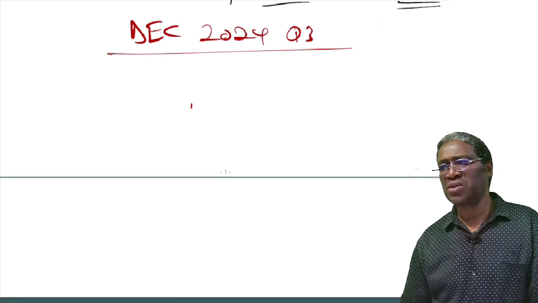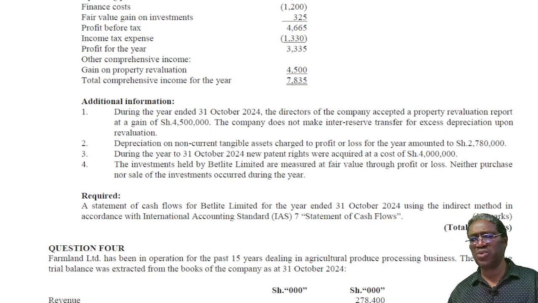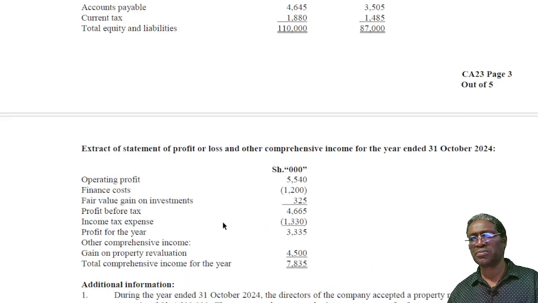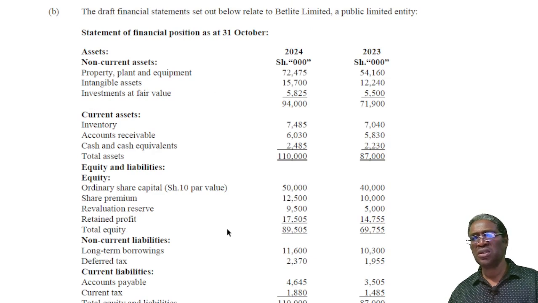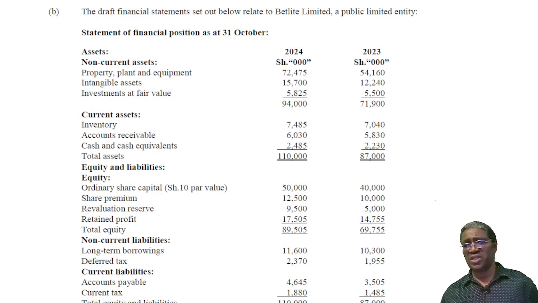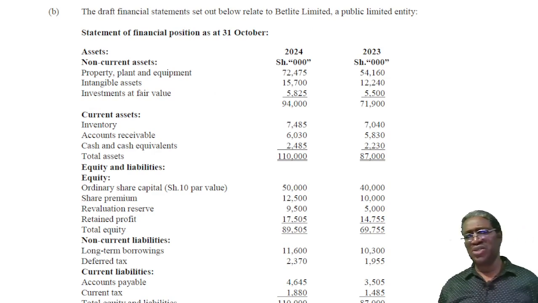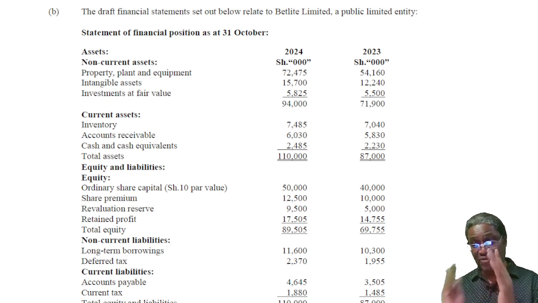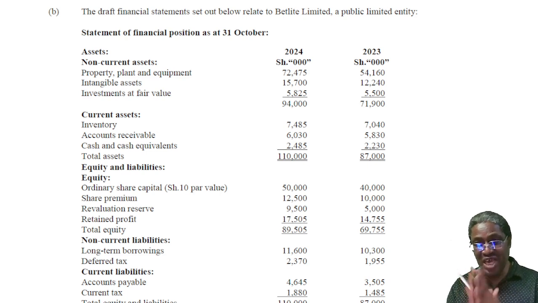So let me project it and we read it again. In fact, we are not reading it. We are just now going to do the analysis. For example, if you look at the balance sheet, we are given property, plant, and equipment. That's the first item. I've told you, you have to analyze every item in the balance sheet, seeing how it will help you to prepare your cash flow statement.